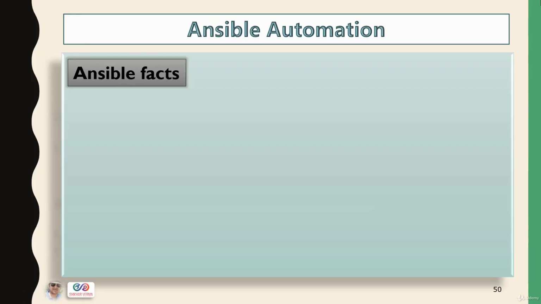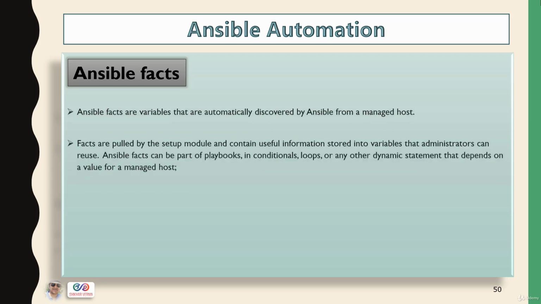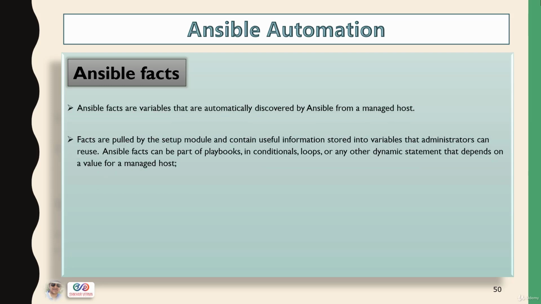In this lecture, I'm going to discuss a very easy and useful topic, Ansible facts. Ansible facts are variables that are automatically discovered by Ansible from a managed host. In simple words, Ansible facts are predefined variables. And with the help of the setup module from your Ansible server, you can retrieve the values of those variables from your managed host at any time.